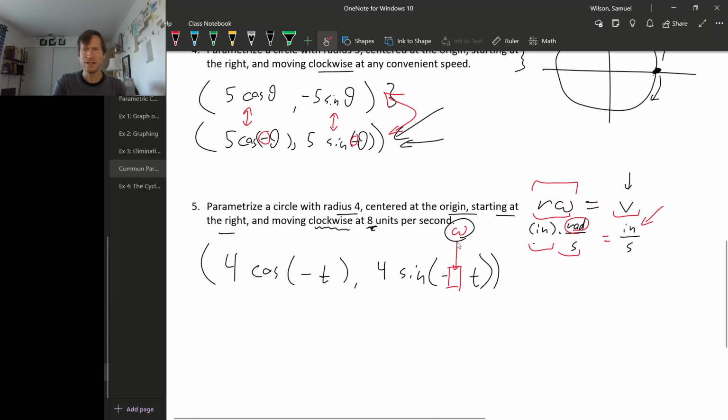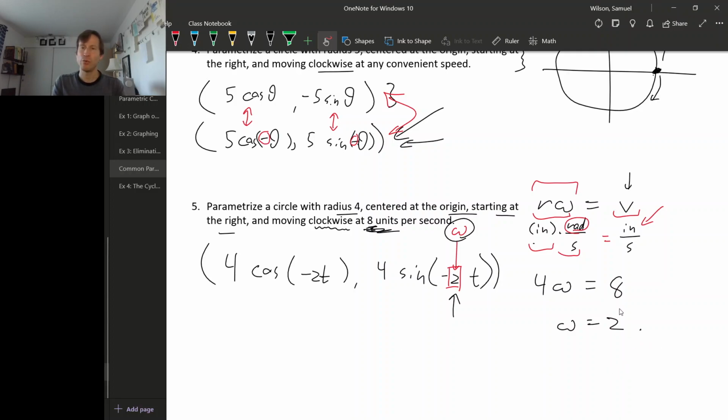All right. So the radius for our circle is 4. The angular speed, the number that we need to put here, we don't know yet. So let's just write omega for angular speed. But we know the linear speed. It's supposed to be moving 8 units per second. So that would be 8 here. And then we can solve for the angular speed, omega. So divide both sides by 4. Omega is 2. So now we know we need to put a 2 in here.